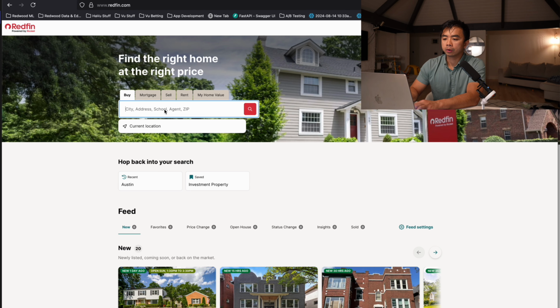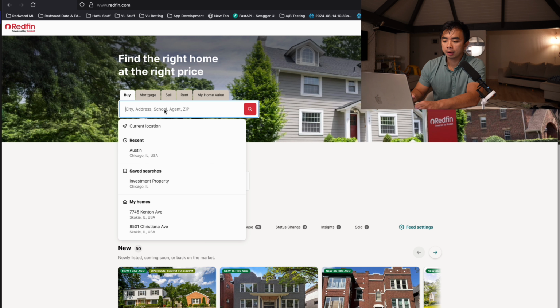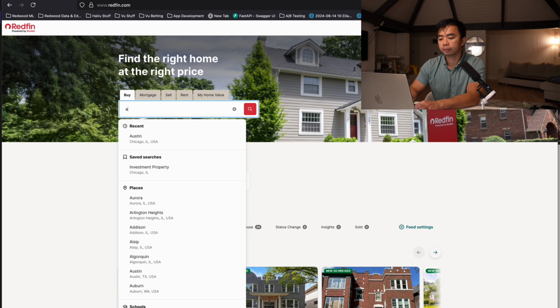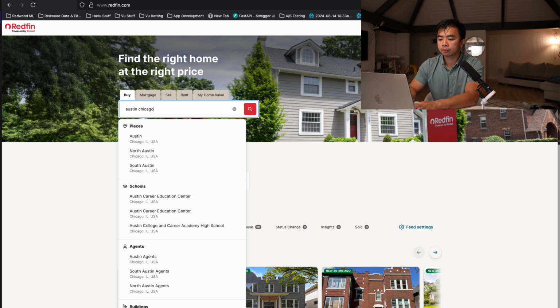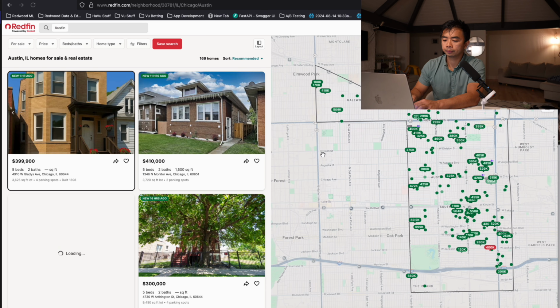When we go to Redfin, one area that I really like is the Austin neighborhood in Chicago. It's an up and coming neighborhood. The mayor of Chicago lives around that neighborhood, and property rentals are pretty consistent there. There's been a good amount of demand lately for properties around that area. But at the same time, it's not developed enough that the property prices are sky high. So it's still affordable. So let's type in Austin, Chicago.